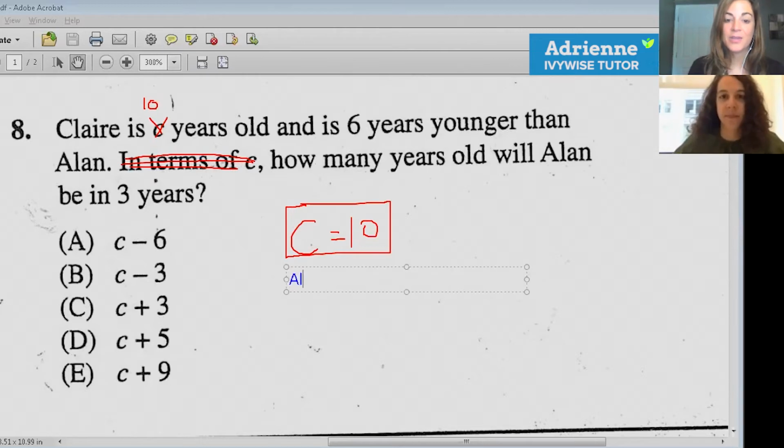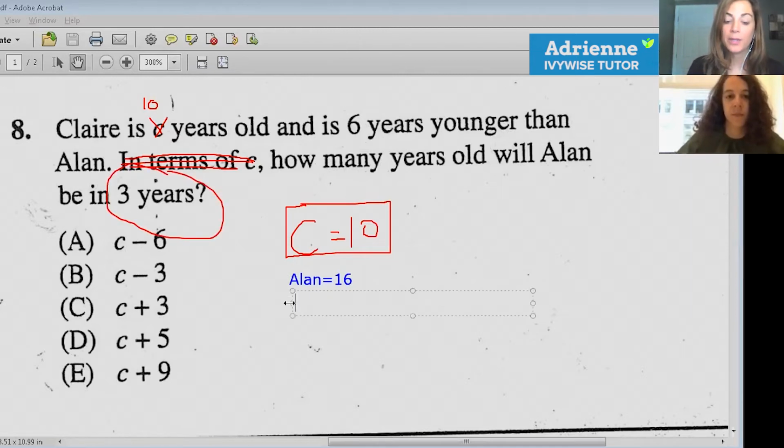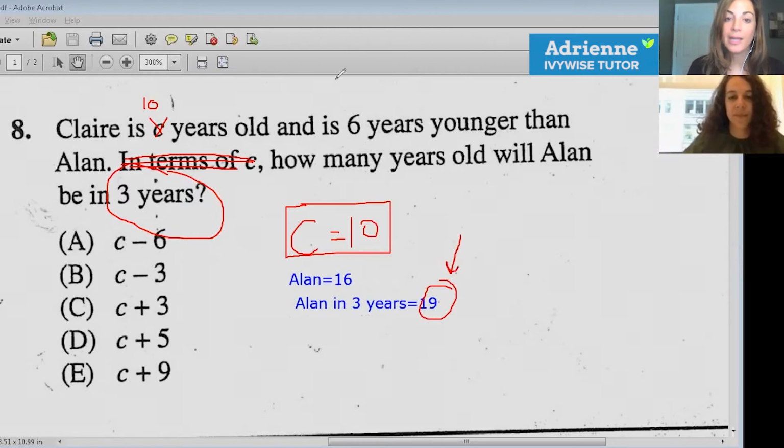Alan's. Yes. If Claire is 10, how old is our Alan here? 16. Perfect, because she is 6 years younger than he is. Now, Taylor, what's the question asking for here? How old he'll be in 3 years. Perfect. How old will our Alan be in 3 years? He'll be 19. Perfect. That is going to be our target. Right here, we label this the target and put a big circle around it like it's our bullseye. It's what we're trying to get back to.